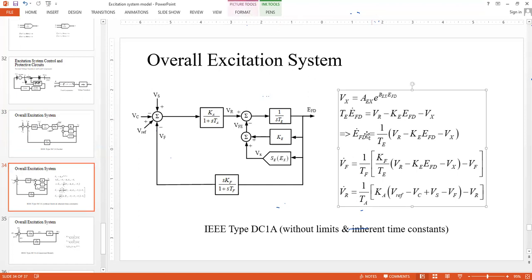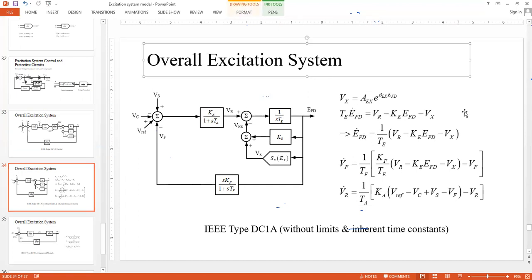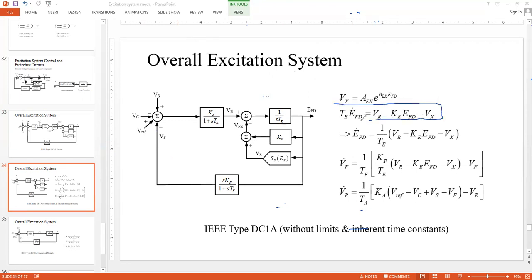And now we rewrite this equation of EFD dot. So again, this Vx is represented as AEX and then some exponential function of EFD. And this is the expression that we derived earlier in one of the classes. This is the dynamics of EFD, where EFD was actually considered as EX. If you remember, this is nothing but EX dot. So we derived it earlier. So if we take the time constant on the other side, then we are left with this. So this is the dynamics for the field voltage excitation system.